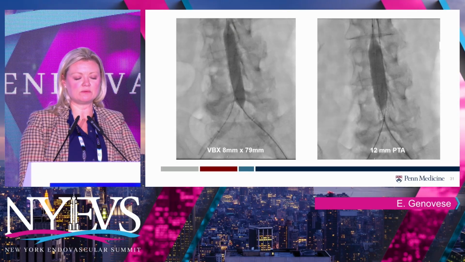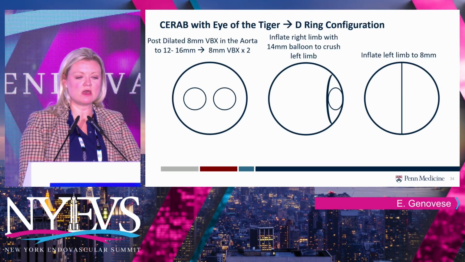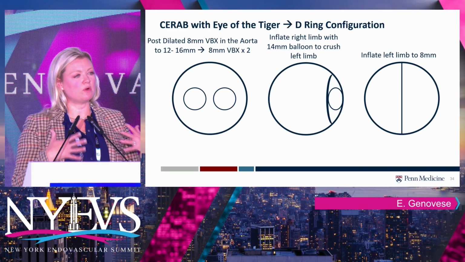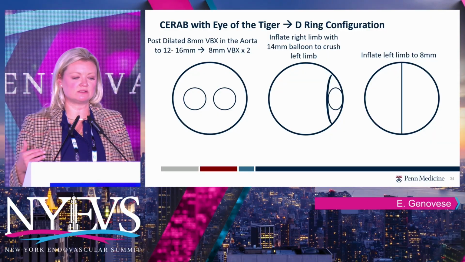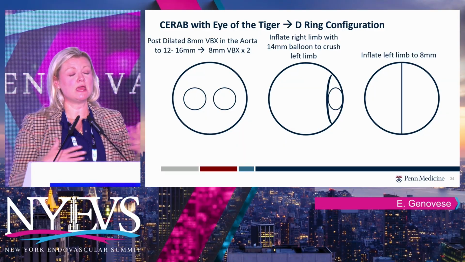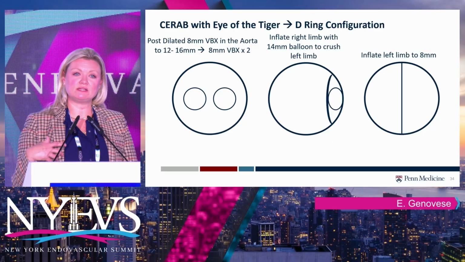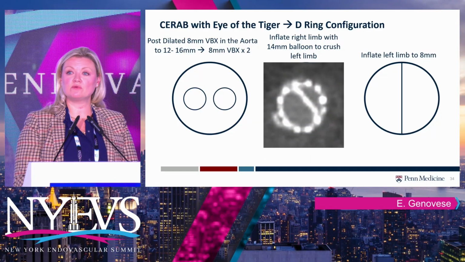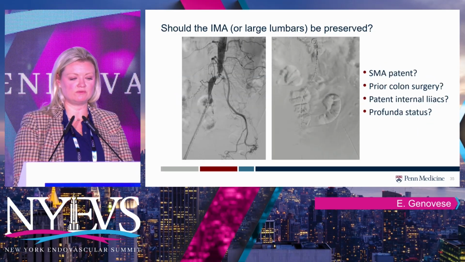The only thing that I would say is that one of the techniques that I have converted to in these situations is more of an eye of the tiger to create a D-ring technique. So I go ahead and put my VBX in proximally, I post-dilate to the appropriate size of my reference vessel aorta, and then I will put my two VBXs up there. I will post-dilate and overexpand my one, crushing the one side, and then I will inflate the other one in order to get a nice D-ringed effect. So I've really eliminated any of that gutter space to try to maintain my luminal flow.